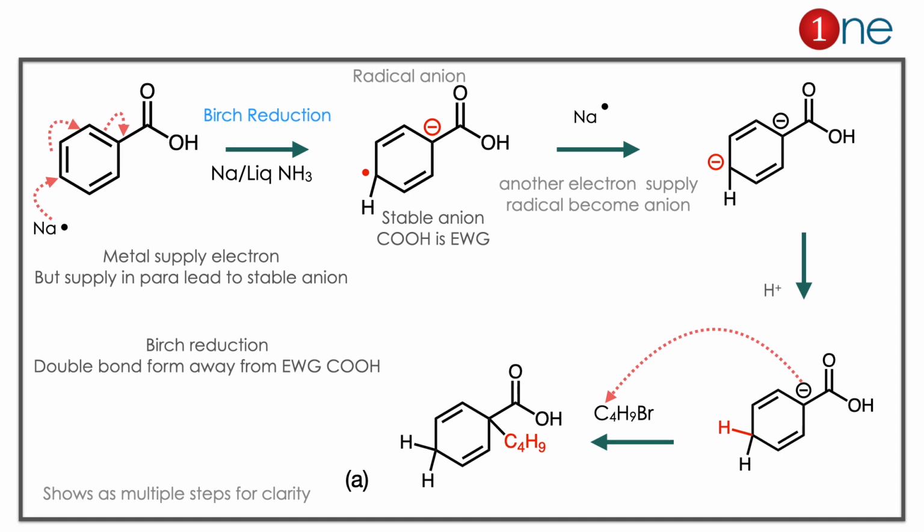So the answer is A here. Here I showed multiple steps for understanding. You can write it as a single step too. Here you have to learn 2 important things. One is Birch reduction. Birch reduction always removes the aromaticity, forming the 1,4-diene there. Second thing is the anion formation in the Birch reduction. Normally the anion forms near the electron withdrawing group. So the reduction happened at the para position here.